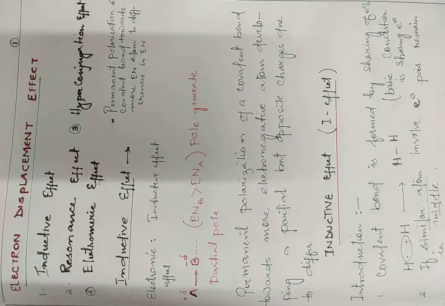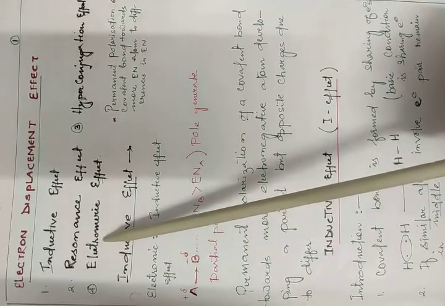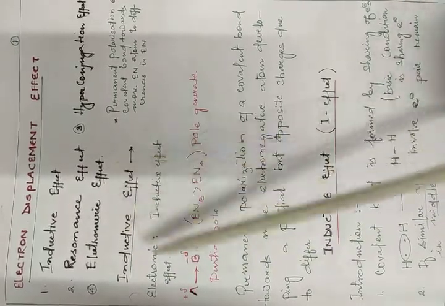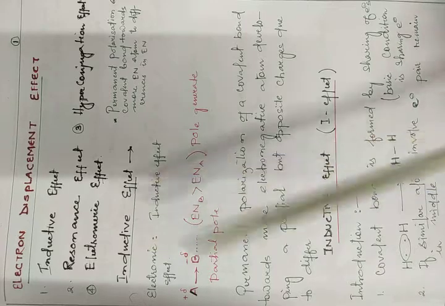Hello students, today we will start another topic, that is electron displacement effect. Under the electron displacement effect, there are four effects. The first one is inductive effect, second resonance effect, third hyperconjugation effect, and the fourth is electromeric effect. So let's start with inductive effect.